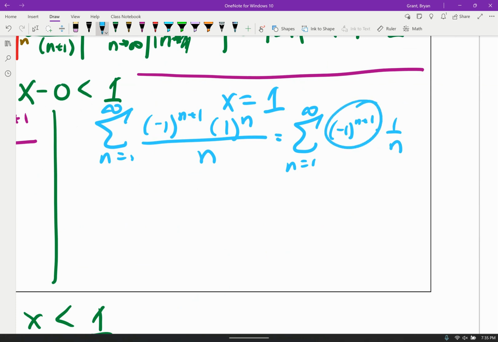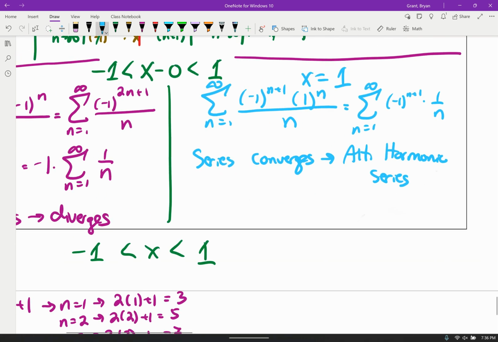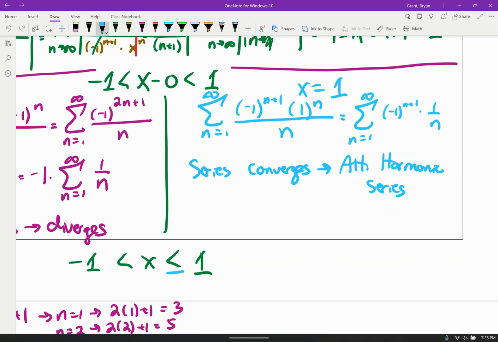Now, this power is going to alternate or oscillate every time. Negative, positive, negative, positive. Try a few values of n if you're not sure. Which means then that 1 over n is negative, positive, and so we know something about that. That means that this series converges. Why does it converge? Because this is the alternating harmonic series. So when x is 1, our series converges, which means we're allowed to include x equals 1 on our interval of convergence, but we're not allowed to use x equals negative 1. And there we go. We have our final interval of convergence.